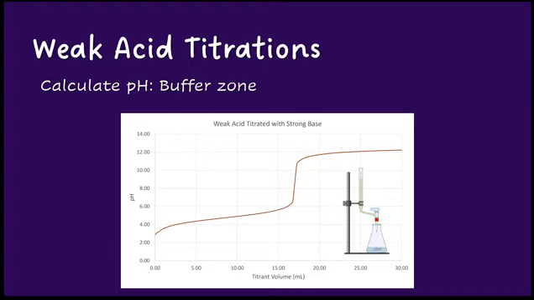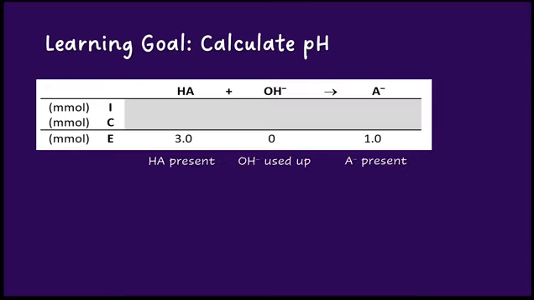Hi everyone! This video looks at a weak acid titrated with a strong base, and will focus on the pH calculation before the equivalence point, which is called the buffer zone. If the titrant volume in the problem is more than 0 milliliters, then we have to set up a millimole table. The E row of our millimole table tells us where we are on the titration curve and guides us as to how to calculate the pH from that information.